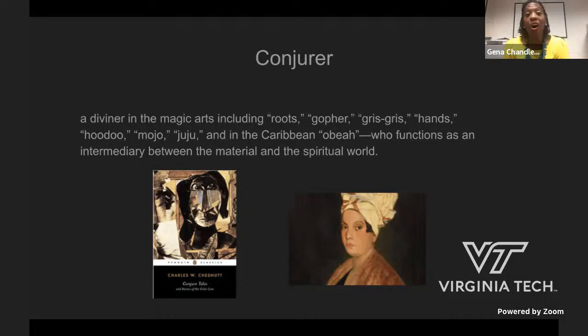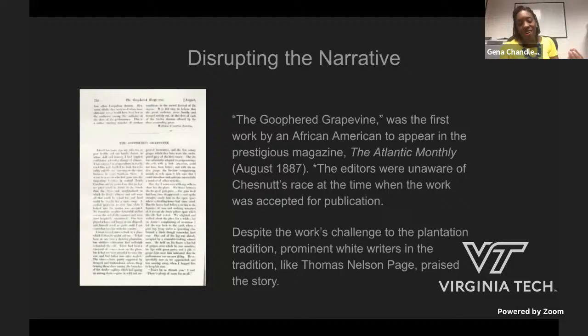I'm particularly thinking about Charles Chestnut's The Goophered Grapevine, which was the first work by an African-American to appear in the prestigious magazine, The Atlantic Monthly. Largely because the editors were unaware of Chestnut's race at the time when the work was accepted for publication. Despite the work's challenge to the plantation tradition, a 19th century literary tradition that sought to reclaim the glory of the Old South, Chestnut was actually challenging this tradition through satire. And many prominent white writers and the writers on this editorial board failed to see the irony to the critique that Chestnut was placing there.